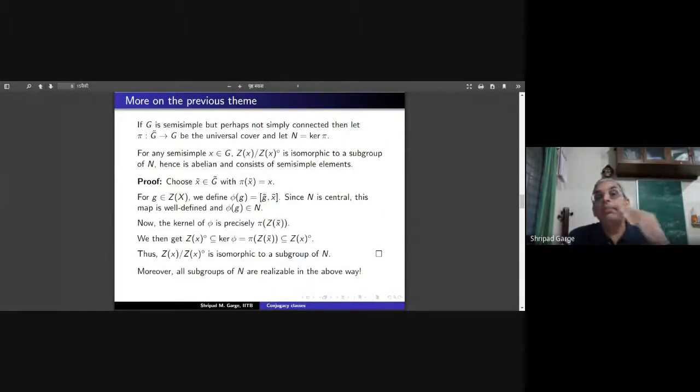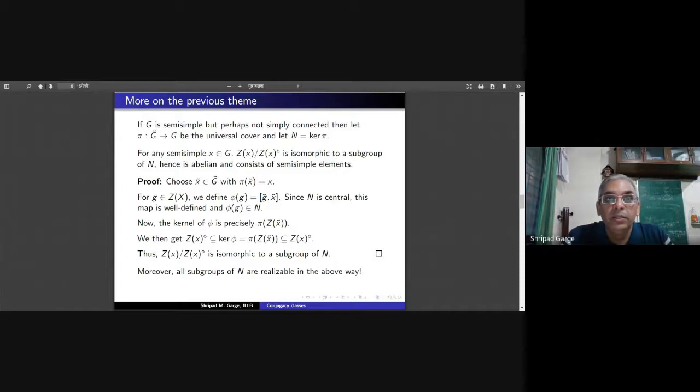If you were looking at PSL3, then any semi-simple centralizer can either be connected or it can have 3 components. It cannot be that you are looking at PSL3 and you get a semi-simple centralizer which has 2 connected components. That is not possible, because Zx mod Zx naught has to be a subgroup of mu3, the cyclic group of order 3 for PSL3.